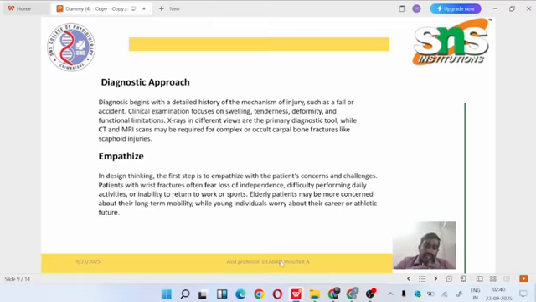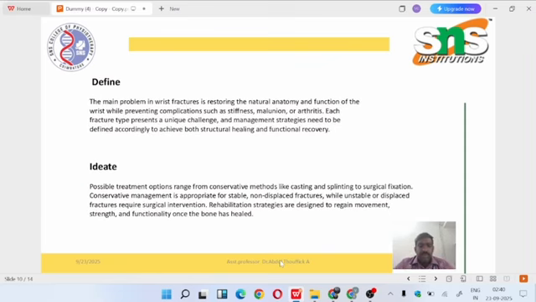What is the problem statement? The challenge in wrist fracture is to restore both bone structure and function while preventing long-term complications like malunion or arthritis. Each fracture type requires tailored management to retrieve the functional ability of the joint.